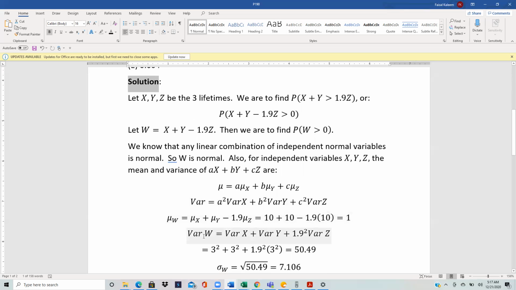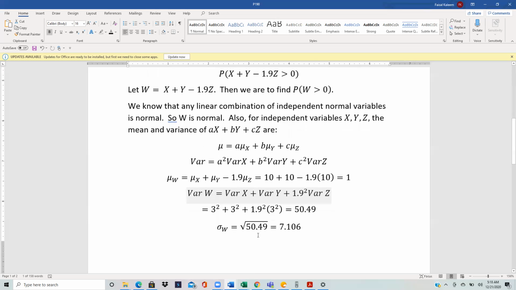And so the variance of W will be, again, a square variance X. A is 1, so it would just be variance X. The standard deviation was given to be 3, so the variance will be 3 square. Similarly, variance of Y will be 3 square. And then 1.9 squared. Note that even if this is a negative constant, you're writing it as plus c square. So you'll have plus negative 1.9 whole square, so it becomes positive. So 1.9 square variance of Z. And variance of Z is also 3 square, because standard deviations of all of them are 3.